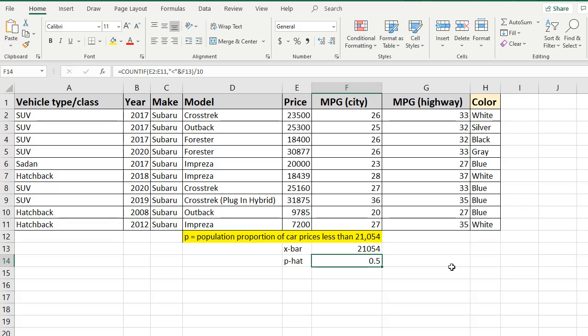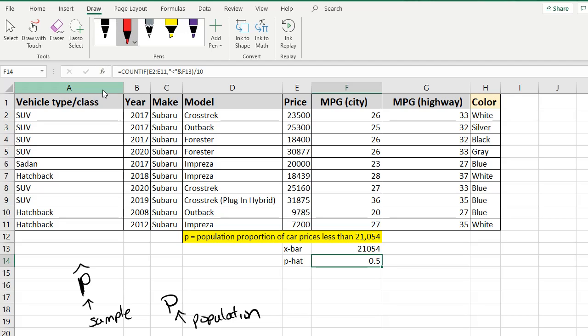And that is, of course, a sample statistic. So that P hat is from the sample. And we want to use that to tell us something about P, which is from the population. Here the population would be, if I were to go out and collect all the different types of cars that are currently for sale, and find the proportion of them that are less than $21,054, that proportion would be the population proportion of all the cars. And the sample proportion is just of my 10 cars. So the chances that the population proportion is exactly equal to the sample proportion is basically slim to none.